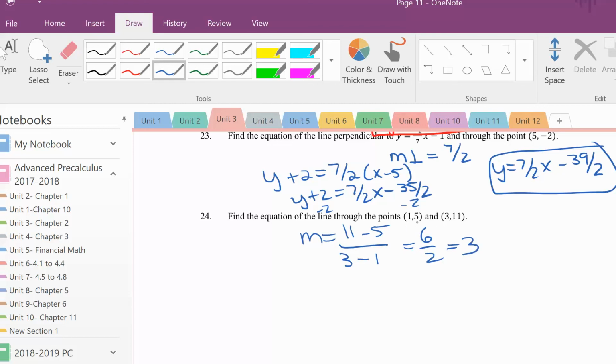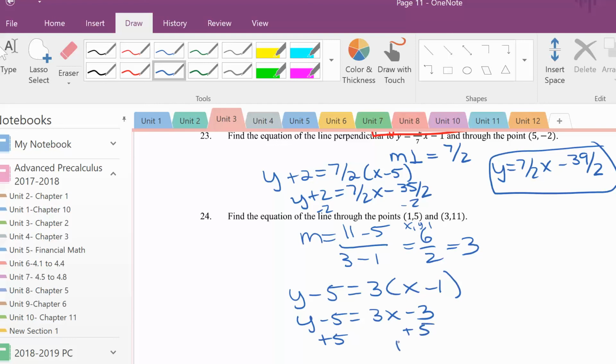And then you can choose either point to make x1 and y1. So I'll choose the first one. So y minus 5 equals 3 times x minus 1. And then you just distribute and add the 5. So it's y equals 3x plus 2.